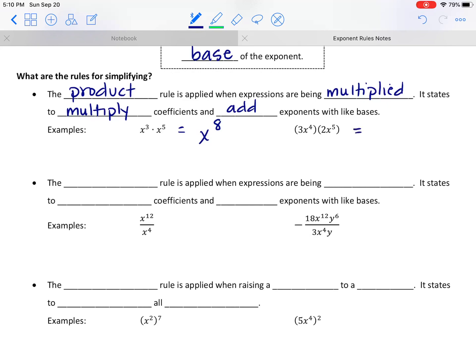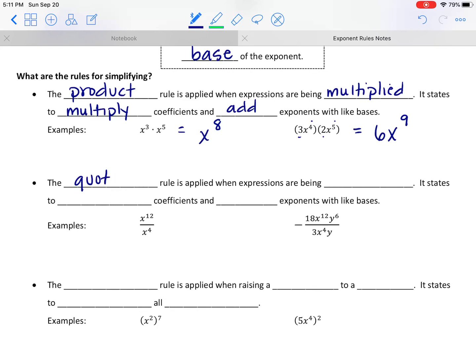And then here, if we have coefficients that are other than 1, the 3 gets multiplied by the 2 to make 6. X to the 4 gets added to the 5, and that makes 9 altogether. So 6x to the 9th would be our simplified form. Okay? So there's our product rule. Product rule says multiply and add. Multiply and add.